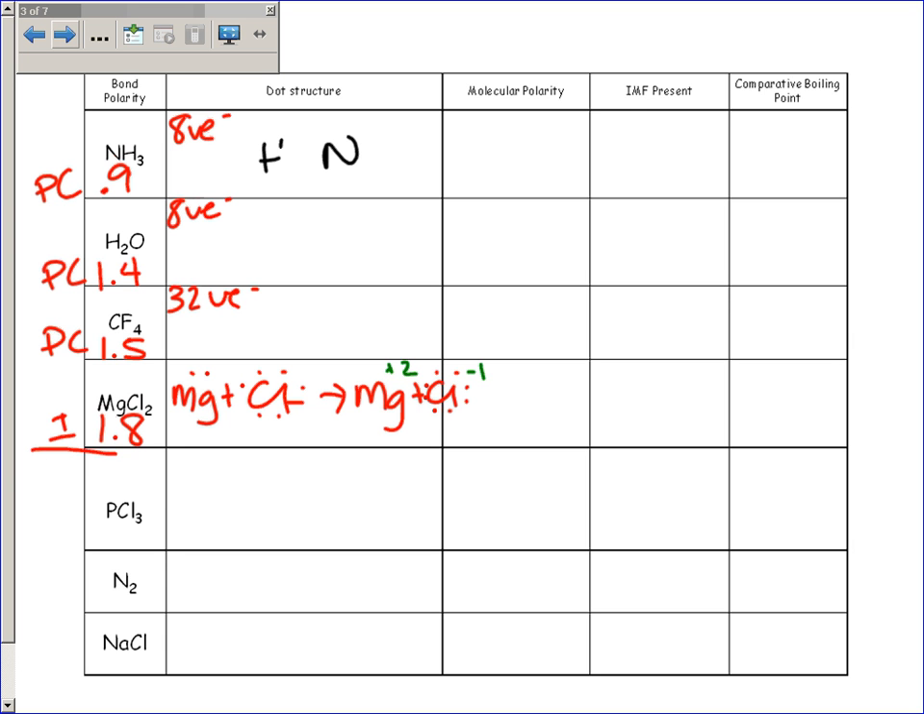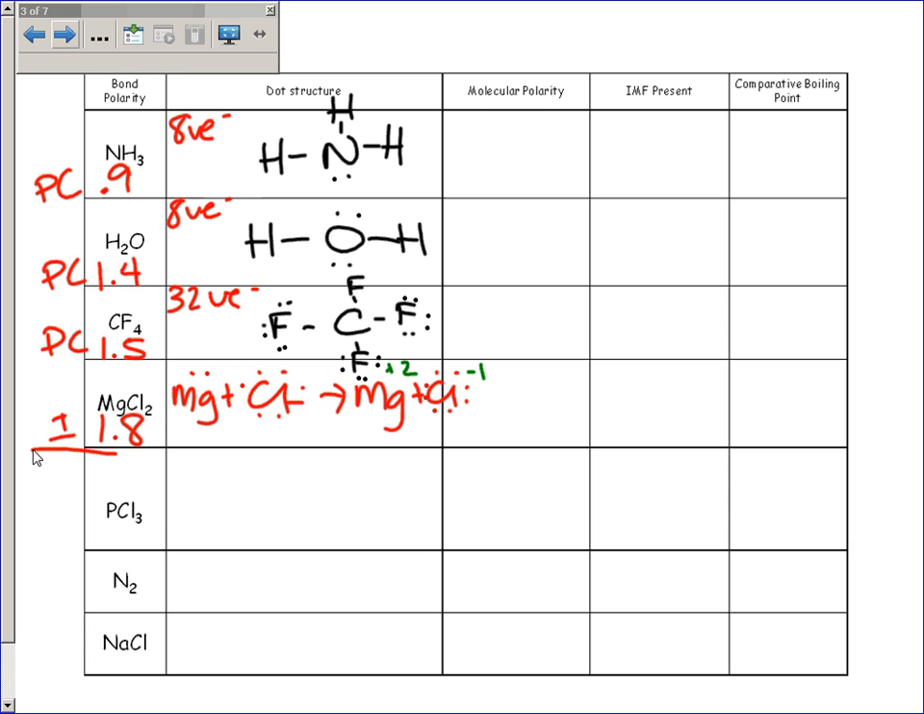N is my central atom. H's go around. Remember that a line represents 2 electrons. 2, 4, 6. Make the central atom happy. 8. Water. Oxygen's the central atom. Make oxygen happy first. 2, 4, 6, 8. CF4. C is the central atom. F's around. 2, 4, 6, 8, 10, 12, 14, 16, 18, 20, 22, 24, 26, 28, 30, 32.